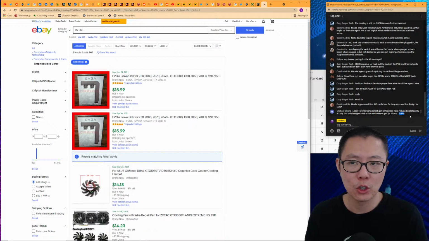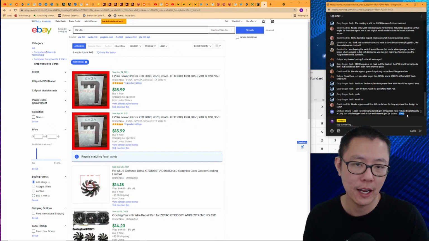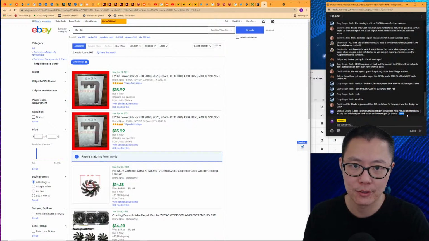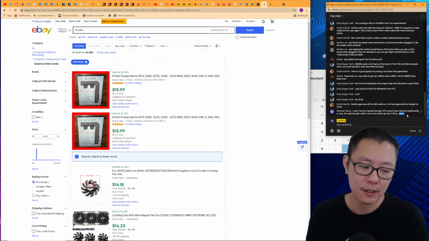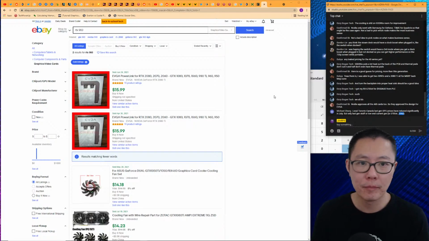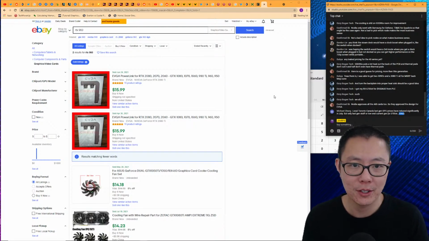But with the 3060, there's still lots of new cards out there in the market. And I'm wondering whether these distributors and retailers are really constraining the supply, which will keep the prices high. So that's my question here. It's a little bit of speculation there as well.